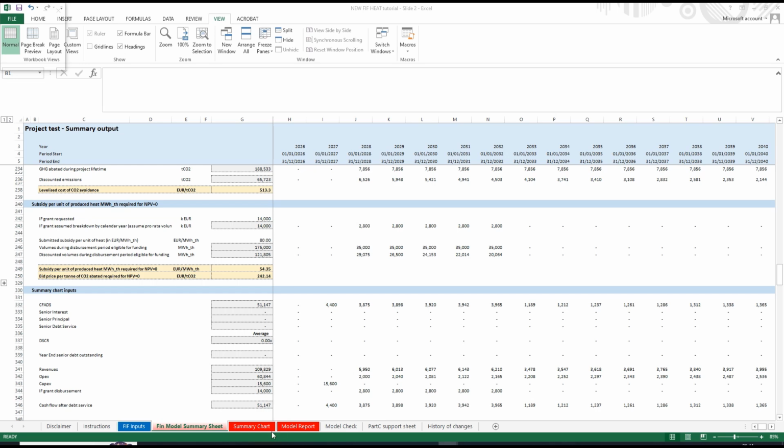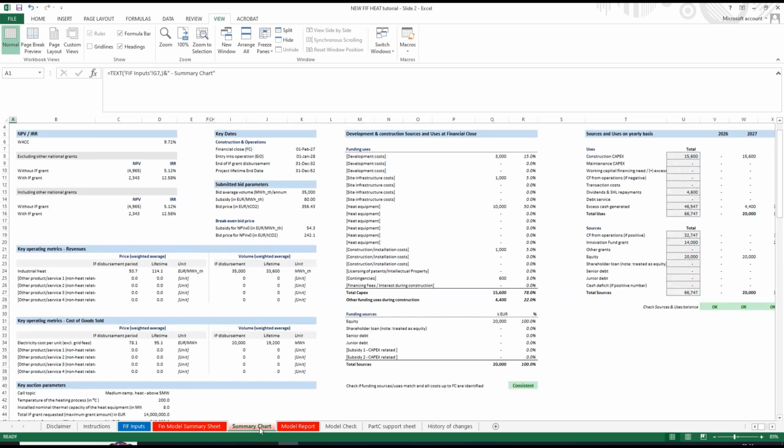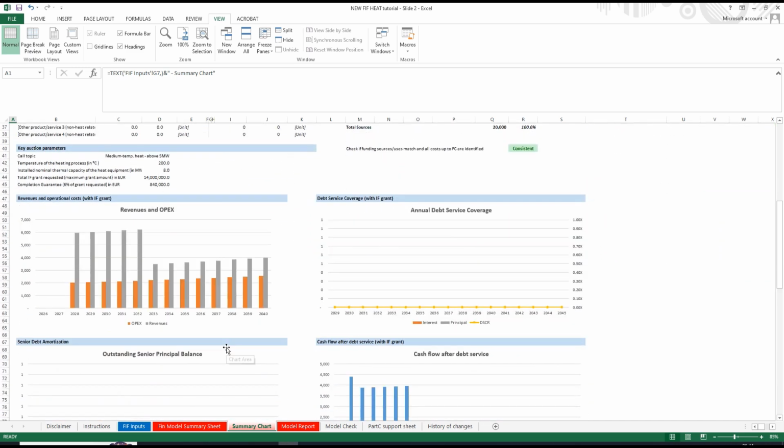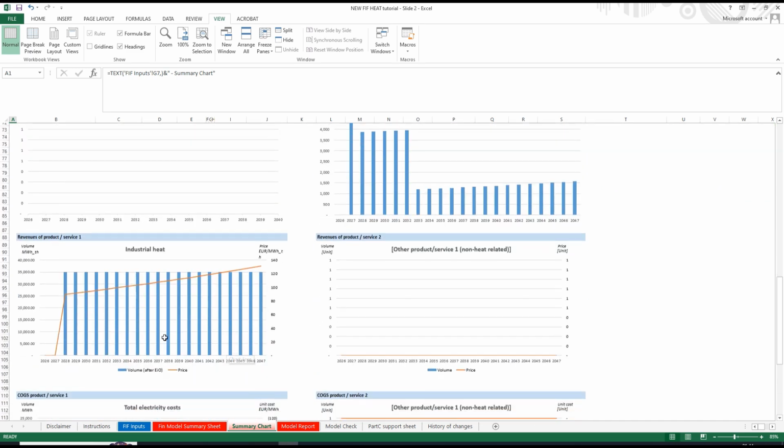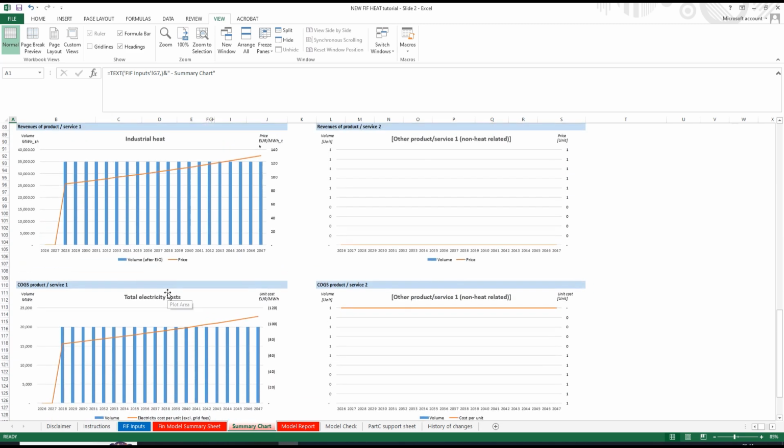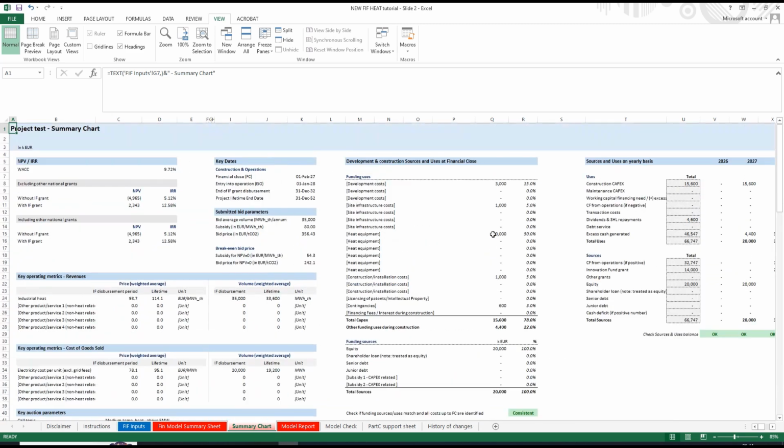The next sheets will enable you to visualize the data in various forms. Summary chart sheet. NPV analysis. Key project dates. Submitted bid parameters. Key operating metrics, shown in tables and graphs, for example, assumptions for heat prices, electricity costs and volumes over time. A summary of the funding sources and uses table, which is key to confirm that the project's development and construction are fully financed.